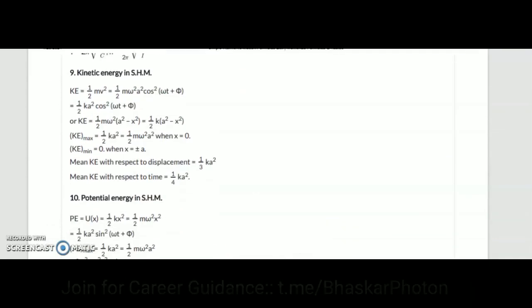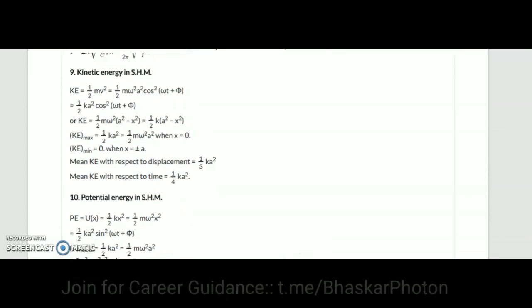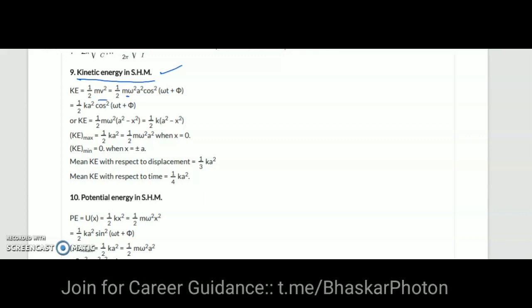Similarly, if you have kinetic energy, this kinetic energy in SHM is KE = 1/2 mv², that is nothing but 1/2 m ω² a² cos²(ωt + φ). Further, this can be written, in place of mω² represented as k, as 1/2 k a² cos²(ωt + φ). So the KE is equal to 1/2 m ω² (a² − x²), that is equal to 1/2 k (a² − x²).